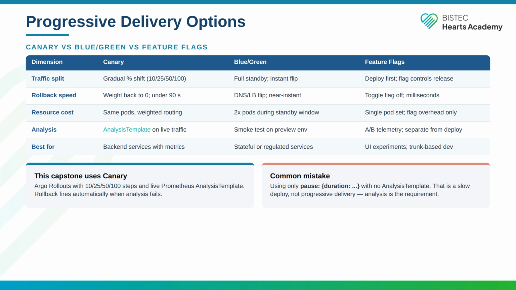The most common mistake is treating a standard Kubernetes rolling deployment with kubectl rollout undo as progressive delivery. That is a slow rollout with manual human intervention if something goes wrong. True progressive delivery has automated analysis. The system decides, not a person watching a dashboard at 2 a.m.